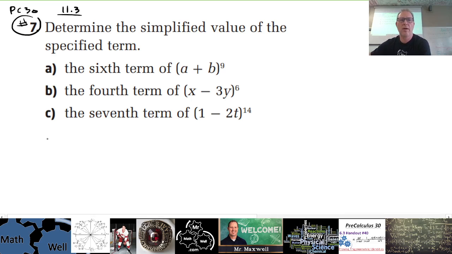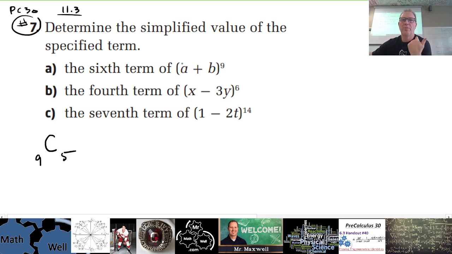So let's do our combination formula for the coefficient. We're going to start with 9. Now the first term will be 9 to the 0. The second term is going to be 9 to the 1. The third term is 9 to the 2. So the 6th term is 9 to the 5. Good. Okay, so that's good.